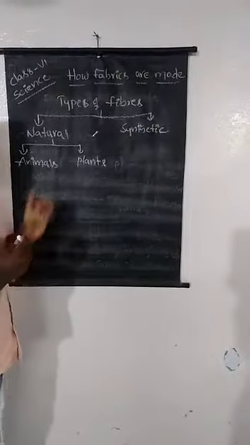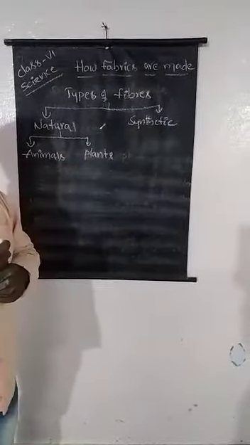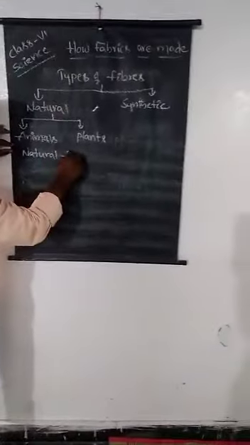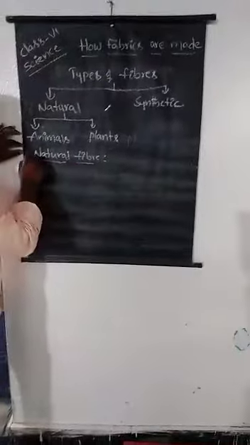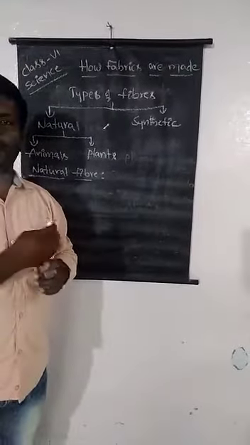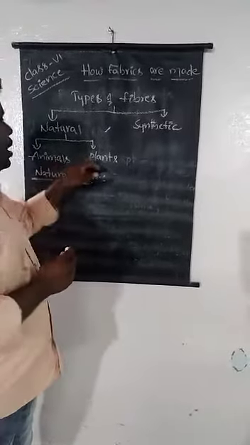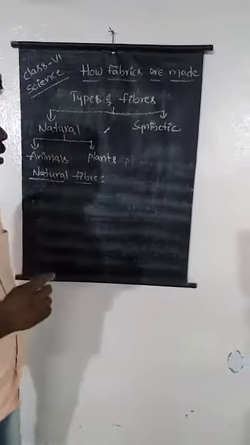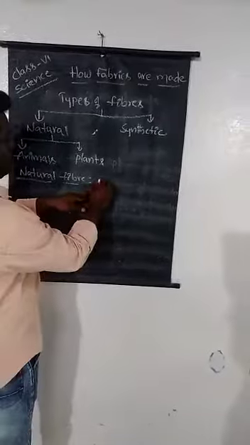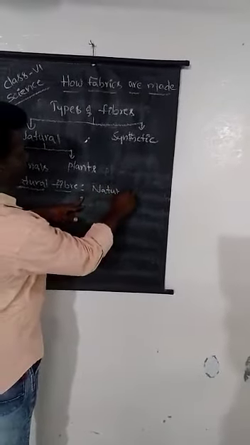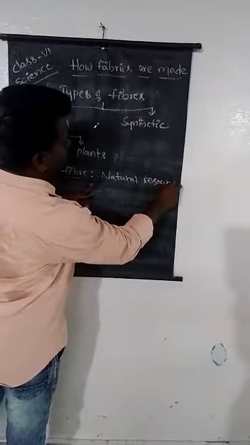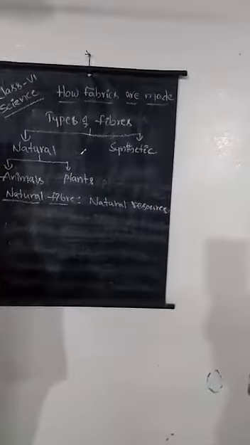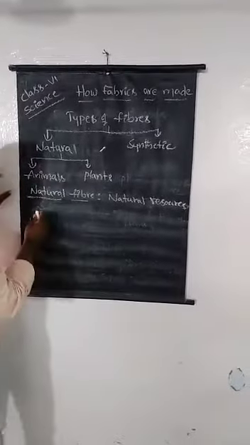Now we are going to discuss what a natural fiber is and what a synthetic fiber is. Natural fibers are the fibers obtained from natural resources of animals and plants. These are called natural fibers. Most of the natural fibers are obtained from animals and plants.